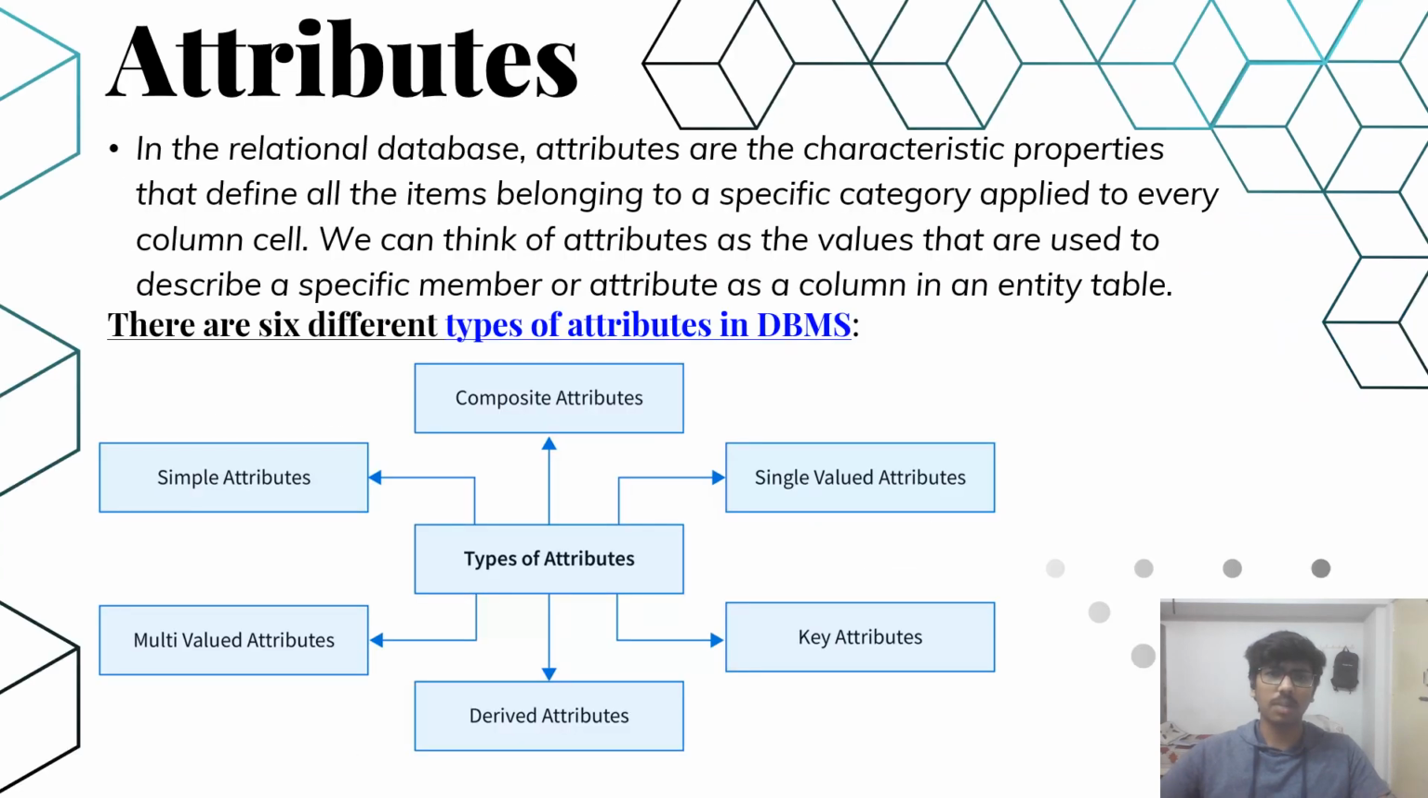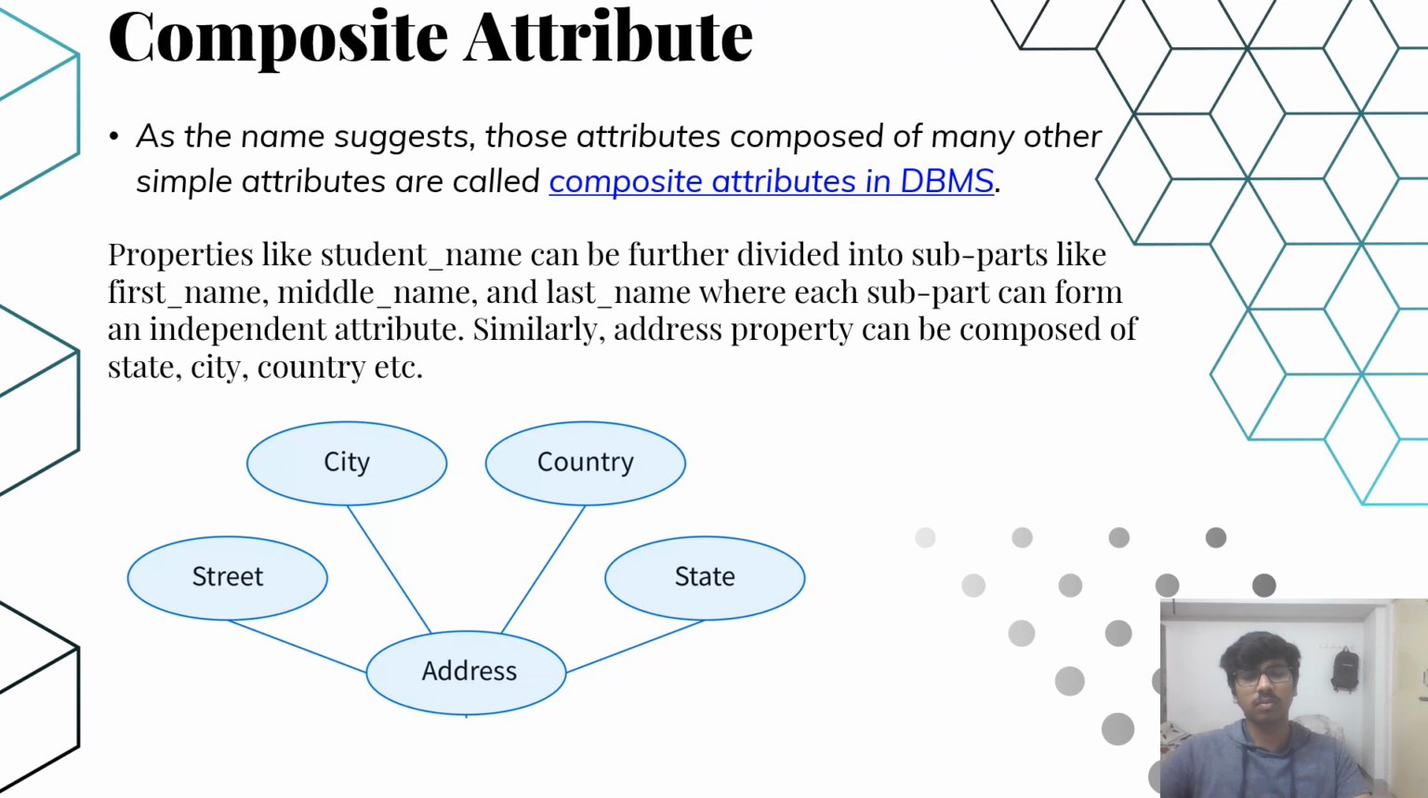Attributes. In a relational database, attributes are the characteristic properties that define all the items belonging to a specific category, applied to every column cell. We can think of attributes as the values that are used to describe a specific member, or an attribute as a column in an entity table. There are 6 different types of attributes in DBMS, which are composite, single-valued, simple, multi-valued, key, and derived attributes. So let's discuss each one of them.